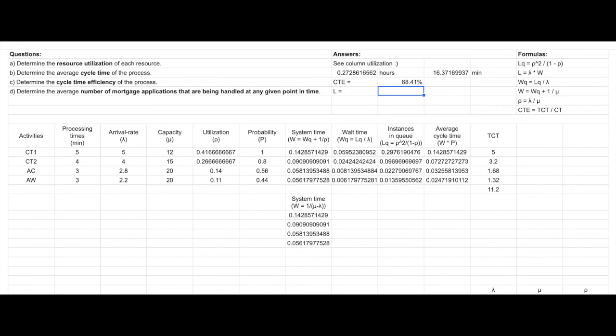So here I will use the arrival rate in hours, which was given for us in the beginning of the exercise, 5 cases per hour, times our average cycle time in hours. So the number of mortgage applications that are being handled at any given point in time is approximately 1.364. That's it.